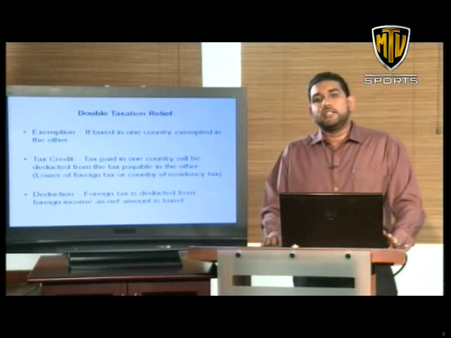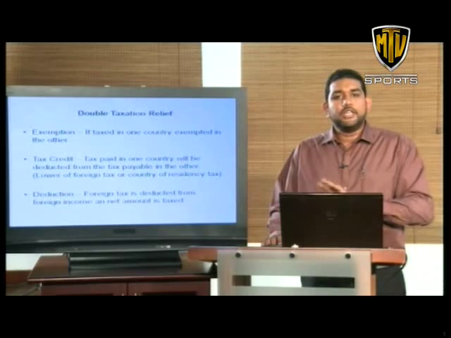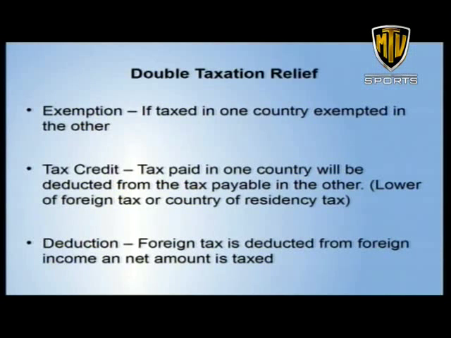So when we look at the ways in which relief is granted, there are three main ways of providing relief. The first one, as you can see, is exemption. If a particular income is taxed in one country, it will be exempted in the other.